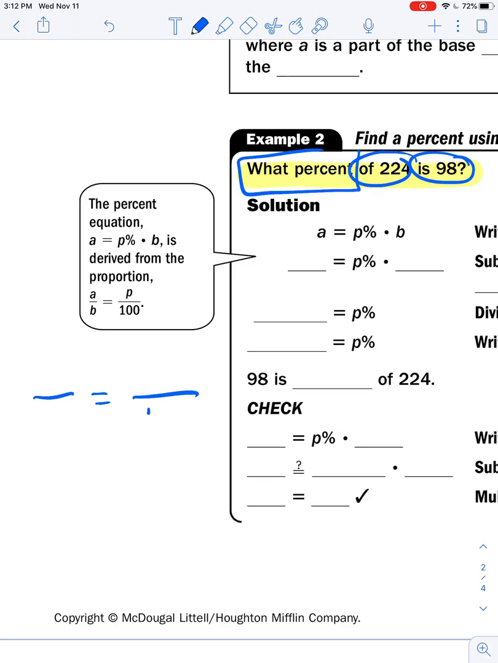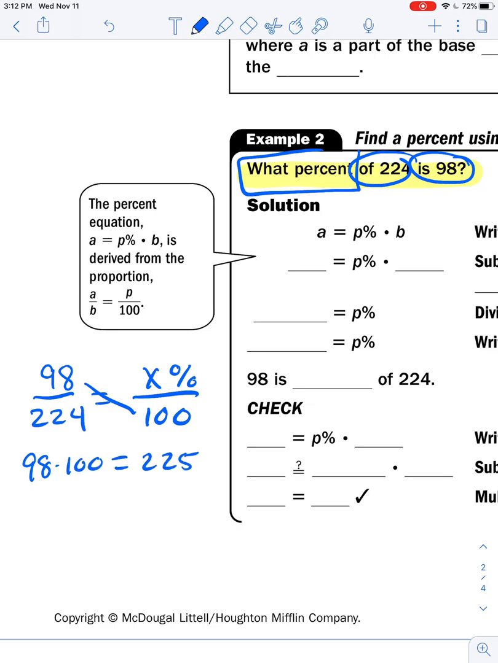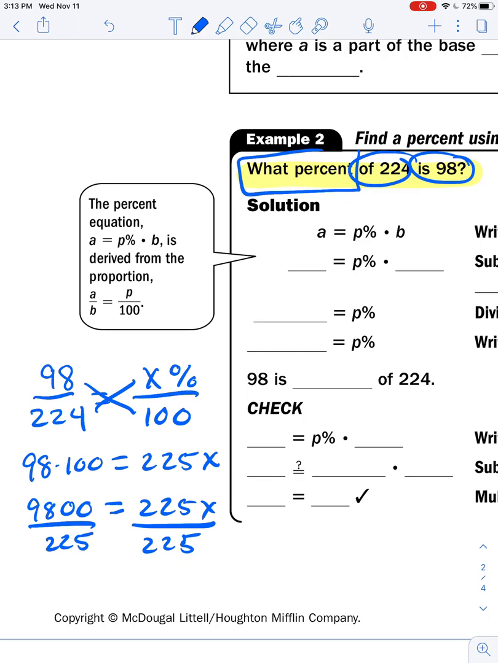So what percent of 224 is 98? I always set up with my 100 here. I don't know the percent, so that part's going to be the x. What percent of 224 is 98? So that's the part over the whole. Cross multiplying, I'm going to have 98 times 100 equals 224 times x. So that's 9800 equals 224x. Dividing out the 224, I'm going to get something.